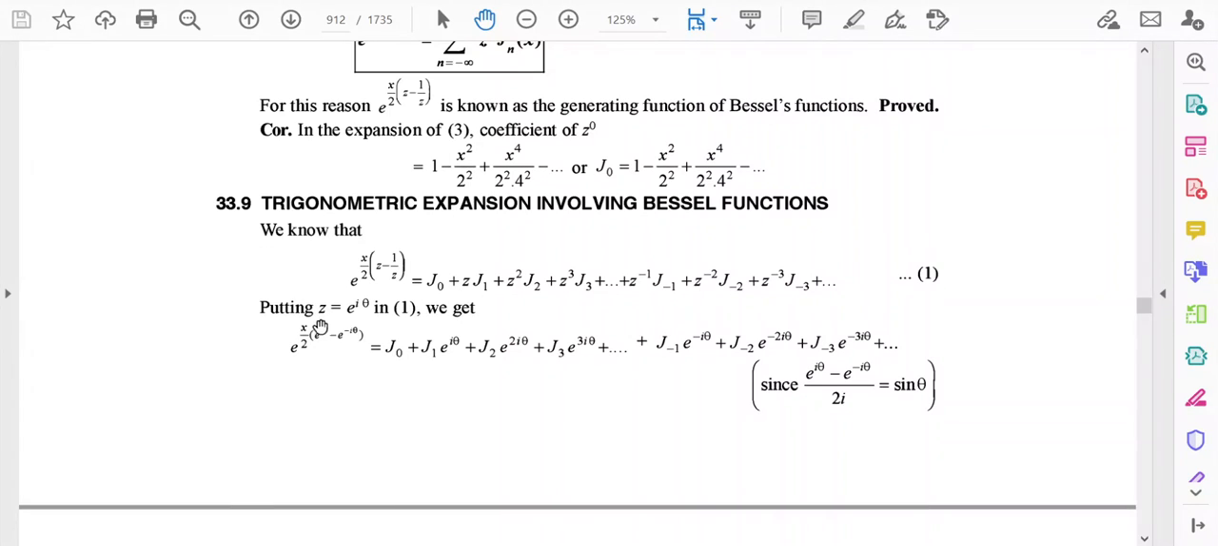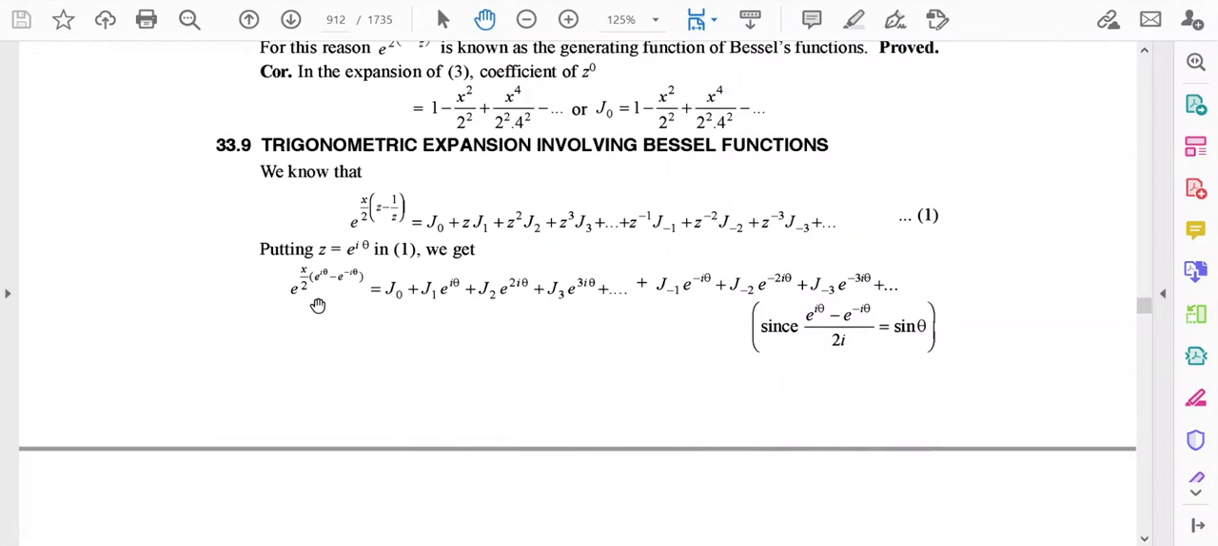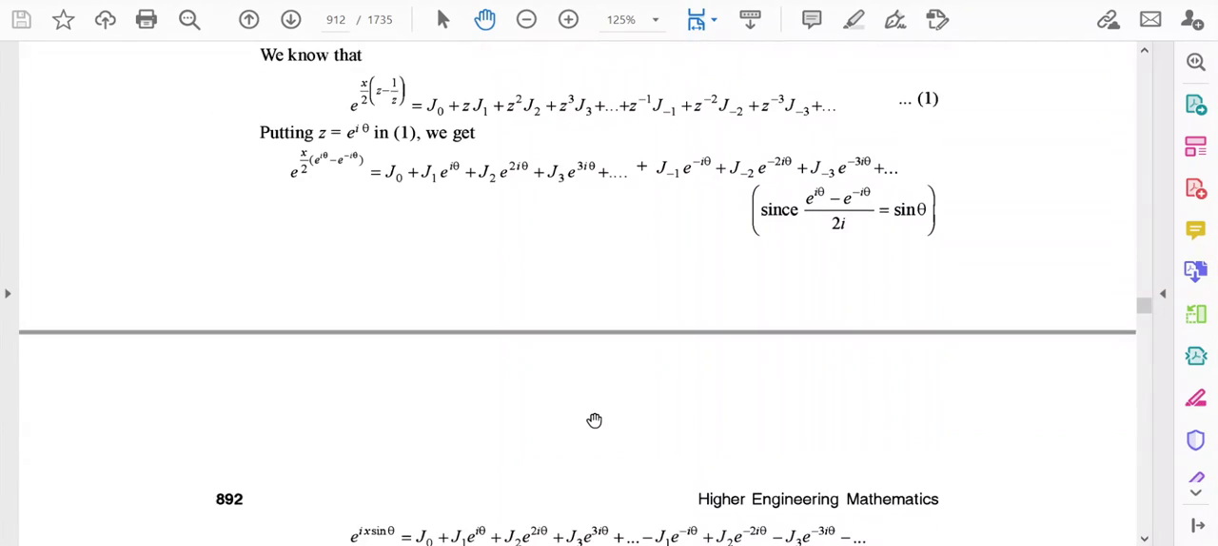Now let us put z equal to e to the power i theta in equation number 1. So the left hand side will be e to the power x by 2 into e to the power i theta minus e to the power minus i theta, and on the right hand side you have to put z equal to e to the power i theta. So z to the power minus 1 will be e to the power minus i theta. Now we will use one expression: we know that e to the power i theta minus e to the power minus i theta, divided by 2i, is equal to sin theta.